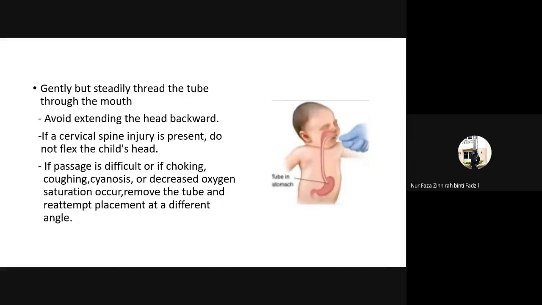So to insert the tube, we must thread the tube through the mouth gently but steadily. We should avoid extending the head backward, and if there is a cervical spine injury, we shouldn't flex the child's head. If the passage is difficult or the patient develops symptoms such as choking, coughing, or cyanosis, we should remove the tube and replace it at a different angle.